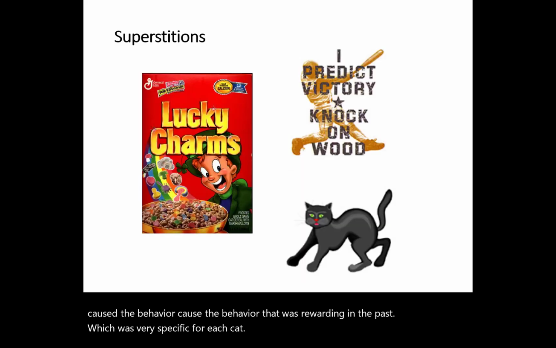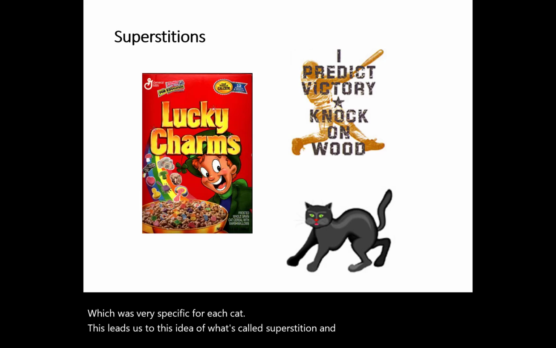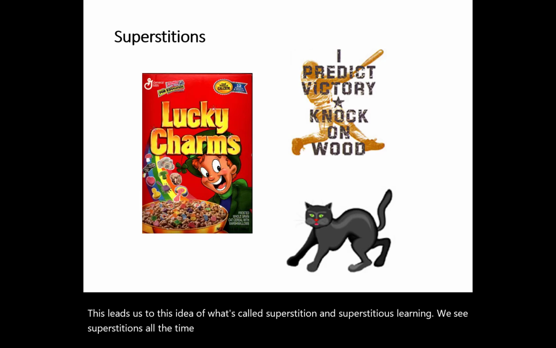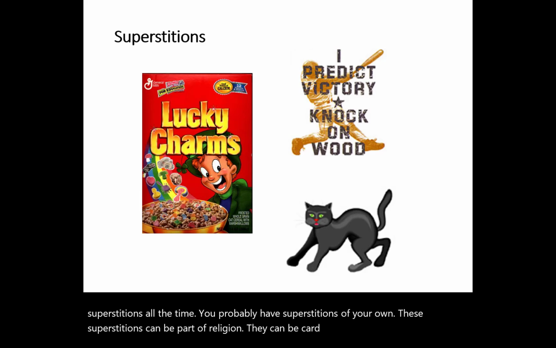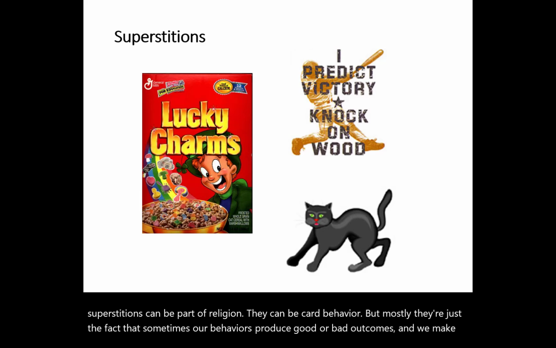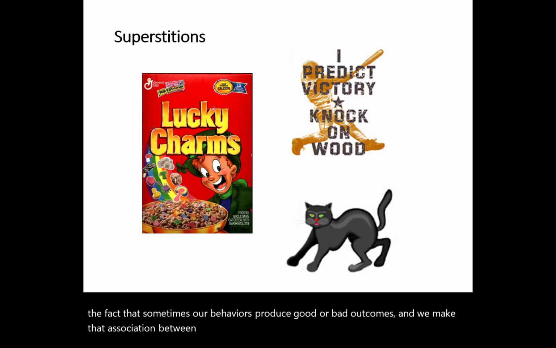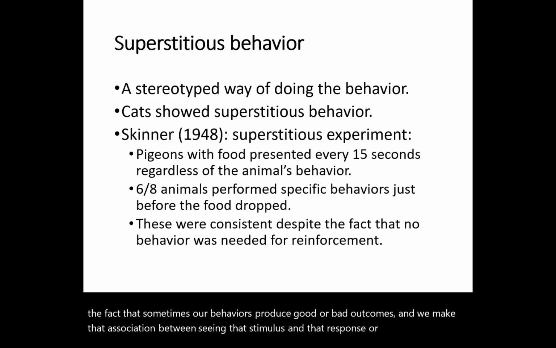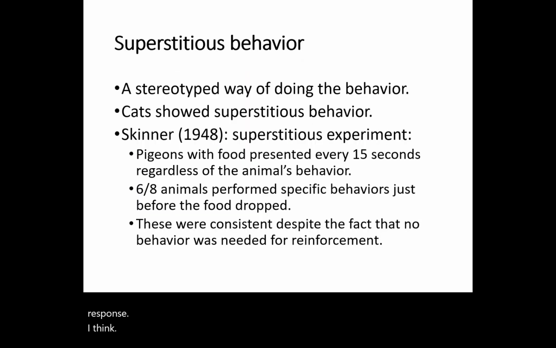This leads us to this idea of what's called superstition and superstitious learning. We see superstitions all the time. You probably have superstitions of your own. These superstitions can be part of religion, they can be part of behavior, but mostly they're just the fact that sometimes our behaviors produce good or bad outcomes, and we make that association between seeing that stimulus and that response or avoiding that response. I think the Guthrie experiment is an example.